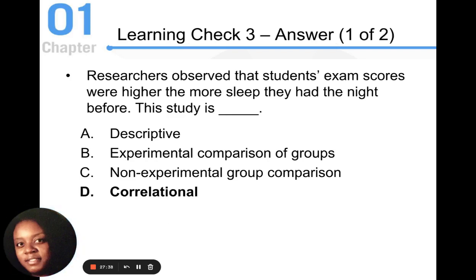And the correct answer is correlational because researchers are assuming that there's a correlation between exam scores and the amount of sleep that a person received the night before. There's that relationship that exists between those two variables.